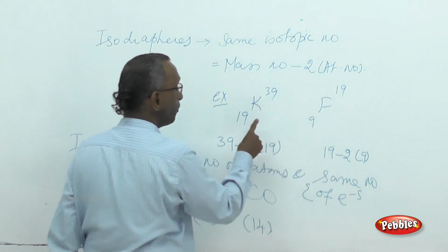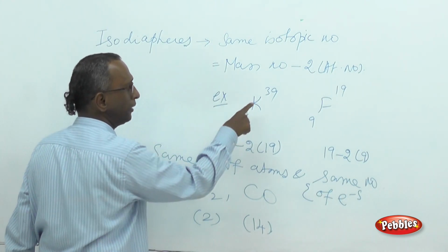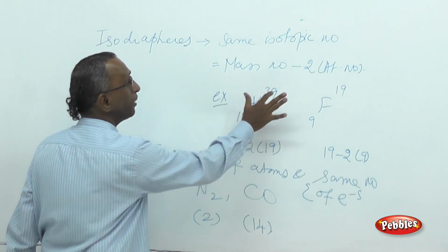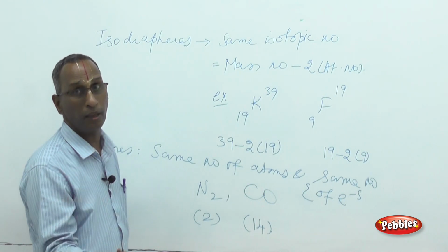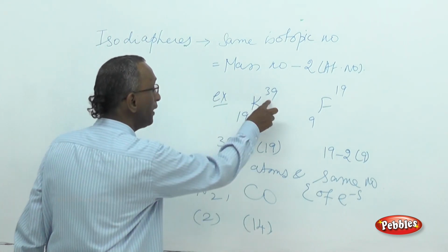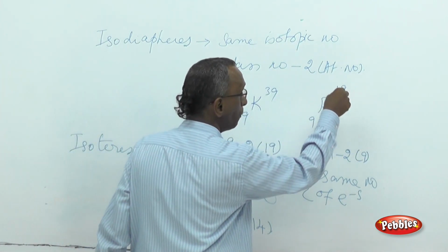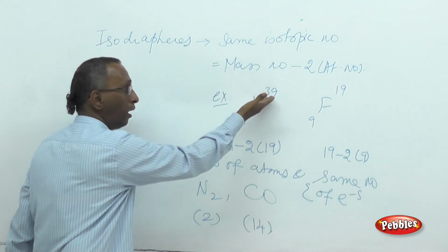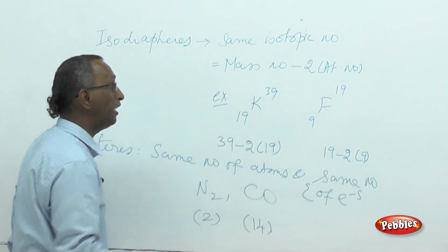So at present we see that there are two types of isotopes for fluorine, fluorine 18 and fluorine 19. Similarly, potassium atomic number is 19, so twice is 38. The normal isotope of potassium is potassium 38. The heavier isotope of potassium is potassium 39, and fluorine 19 is the heavier isotope of fluorine.